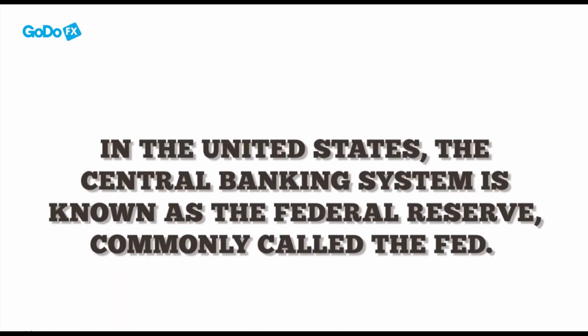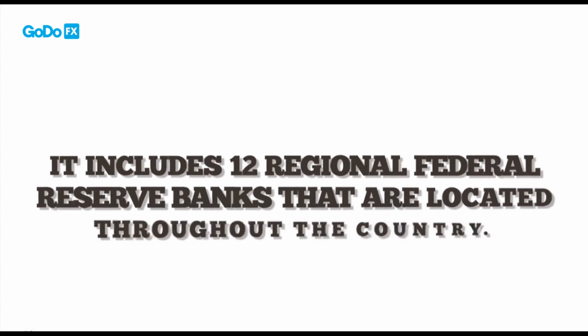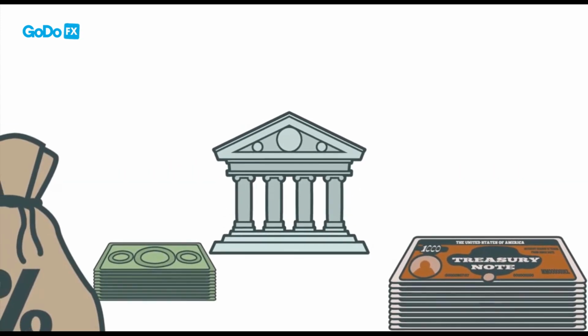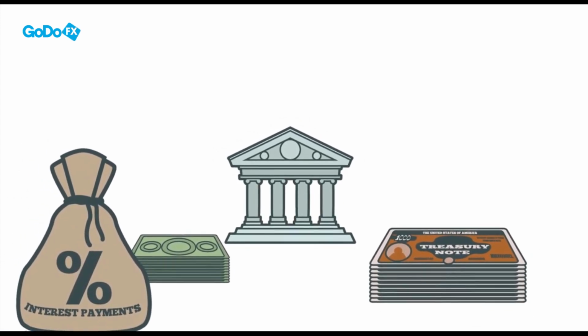In the United States, the central banking system is known as the Federal Reserve, commonly called the Fed. It includes 12 regional Federal Reserve banks that are located throughout the country. It regulates banks and it buys and sells treasury bonds to set monetary policy and steer interest rates.